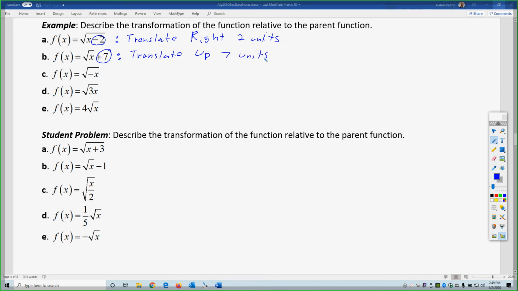All right, we have a negative in the inside. Negatives are reflections, so it's going to reflect. Right, so this is the one that people mess up. If you're in the inside, you affect x. If you change your x value, then you're reflected on the y-axis, right? Because if you change your x value, you went from positive to negative or negative to positive, right? So you went over the y-axis.